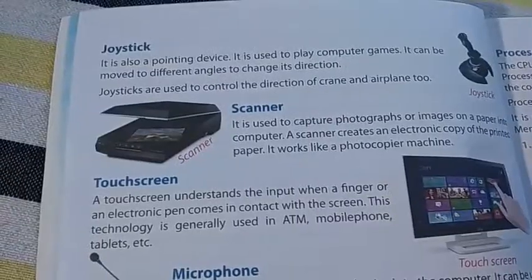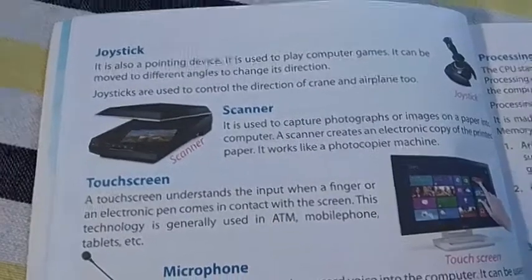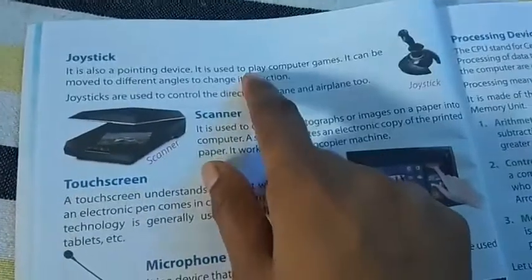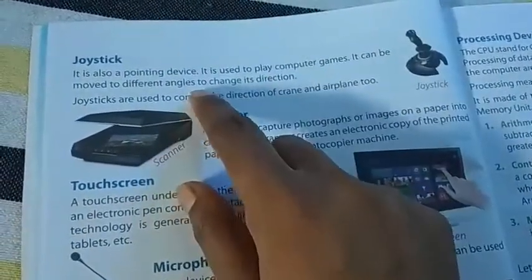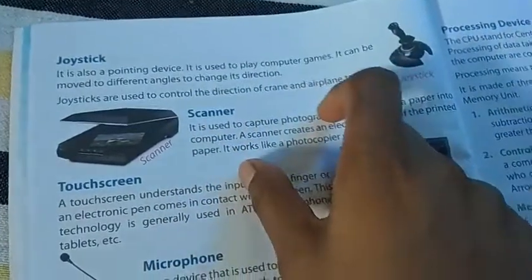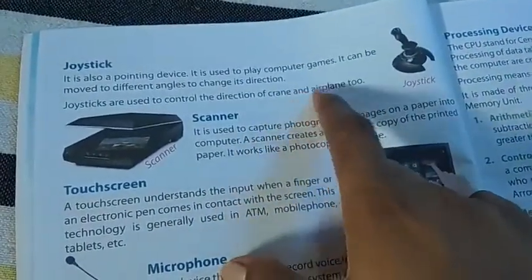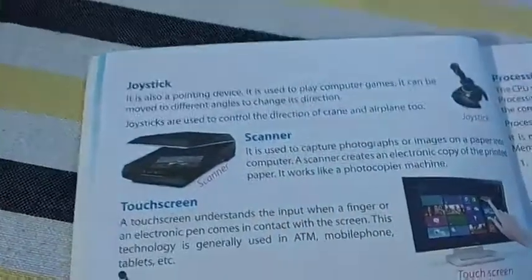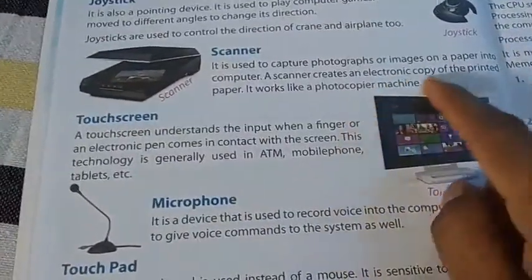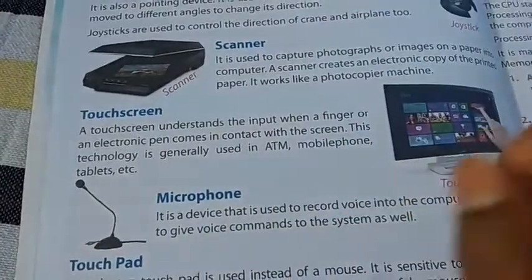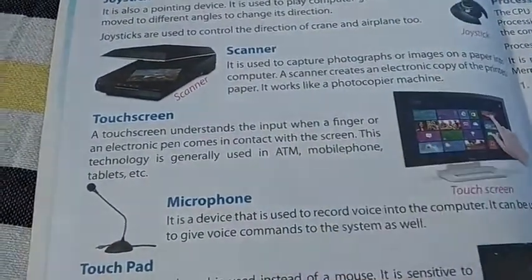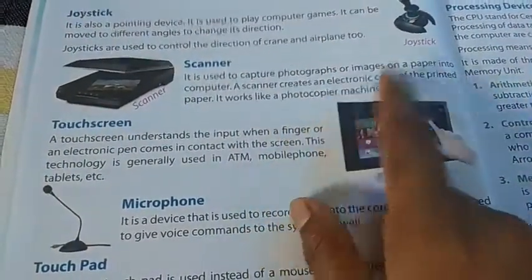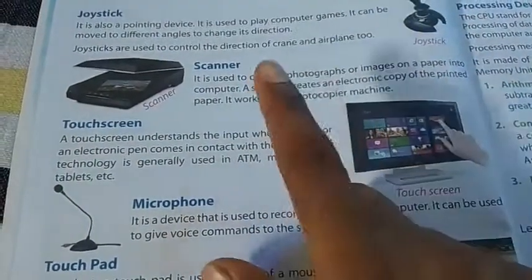And the next example of input device is joystick. Joystick is mainly used for playing games on computer, and it is also used in aeroplane and crane. Okay students, next is scanner. Scanner is used to capture photographs and images into the computer. A scanner creates an electronic copy of the printed paper.